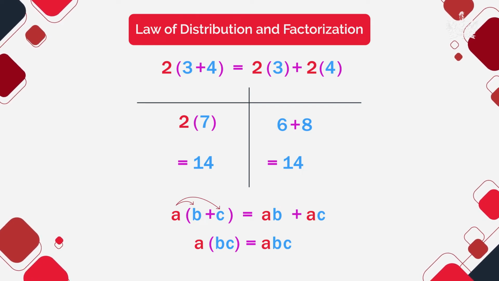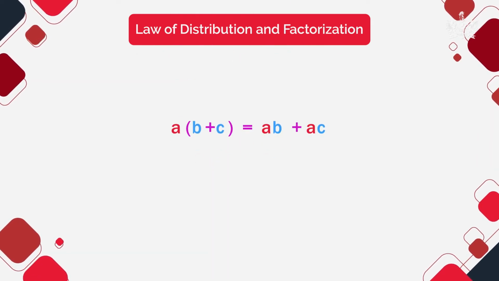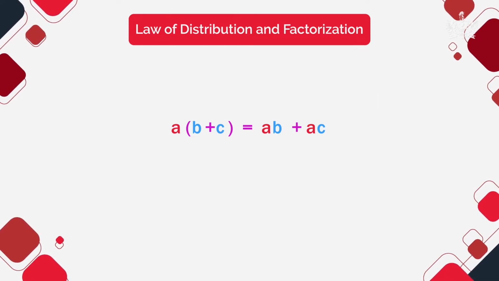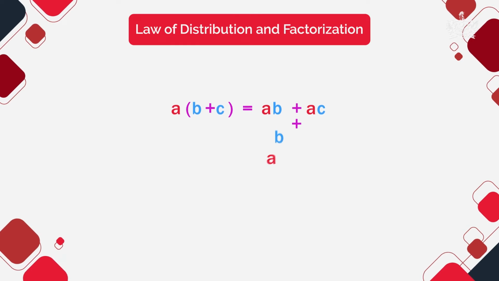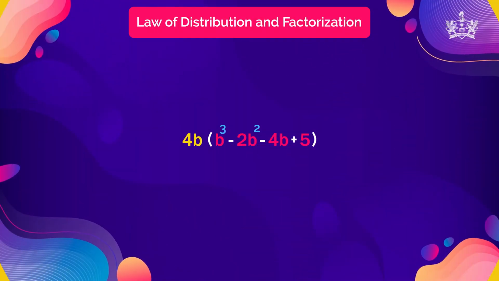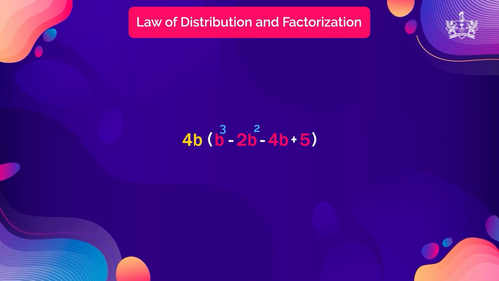Now, let's say we want to undo what we just did. We will need the factorization property. Similar to composite numbers, polynomials can be factored into polynomials of smaller degree. So, in this case, what is the common factor on the right? The a. So then we can factor that back out to the original. Let's take a look at an actual example.